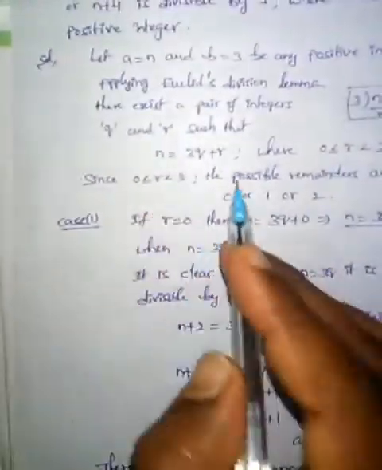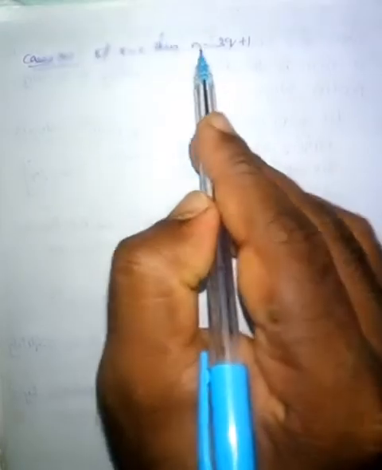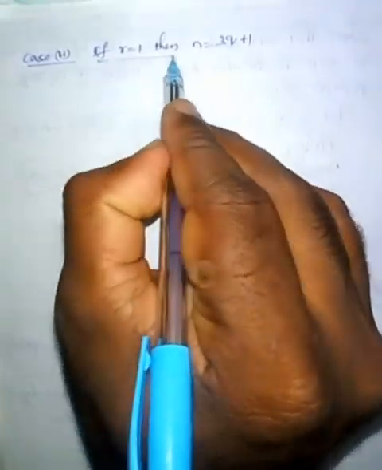If remainder is 1, if r equal to 1, then n equal to 3q plus 1. Substitute the value 1 in the place of r in n equal to 3q plus r. So you will get, when r equal to 1, then n equal to 3q plus 1. Okay, so this is the case 2, that is n equal to 3q plus 1.